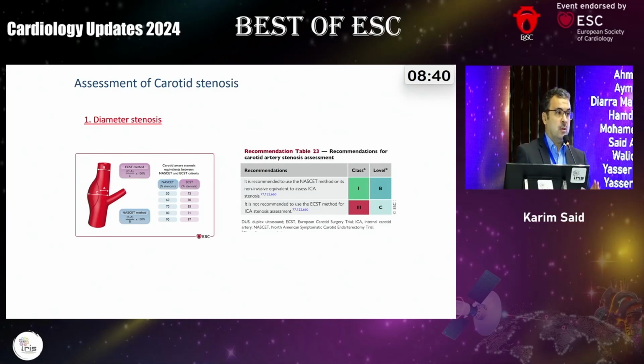So when you have a report of a stenosis in the carotid, we should ask whether it is assessed by the NASCET, which is okay, or the ECST, which should be repeated, because the ECST method overestimates the stenosis. If we have an ECST stenosis of 60, it is 80 by the other method.